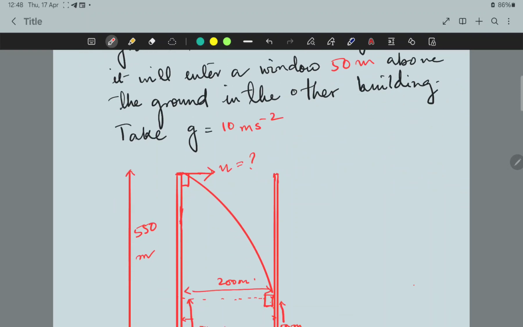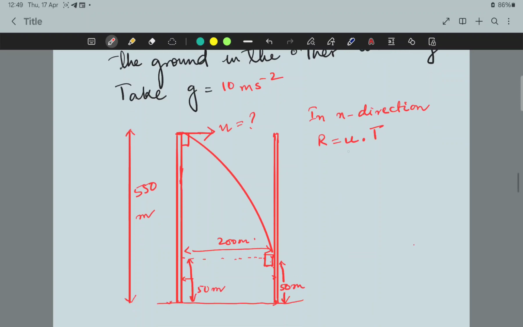Now we know that in the x direction, the distance, that is often we find range, which is the distance. R is equal to the initial velocity with which the body is thrown multiplied by the time of flight, that is the time needed by the projectile to hit the target after being thrown. So from here we get u equals R by t.